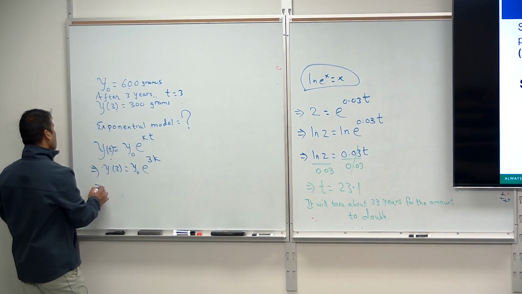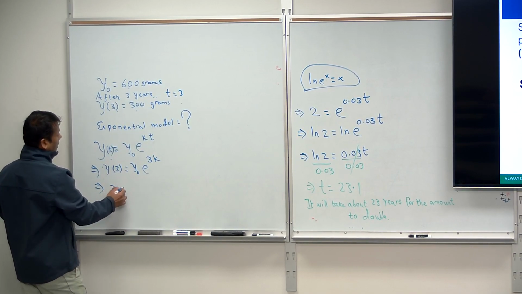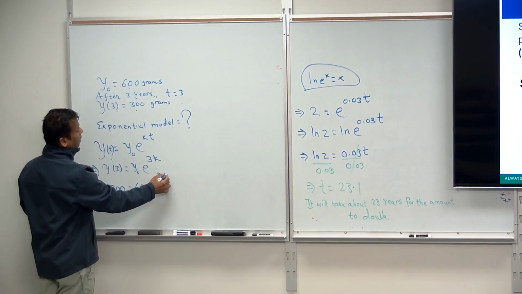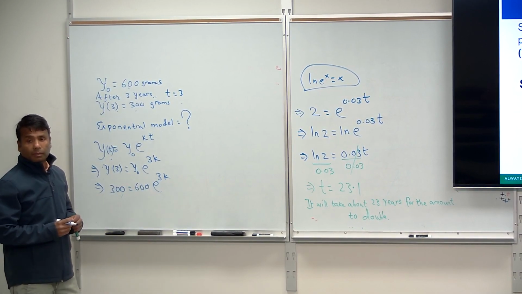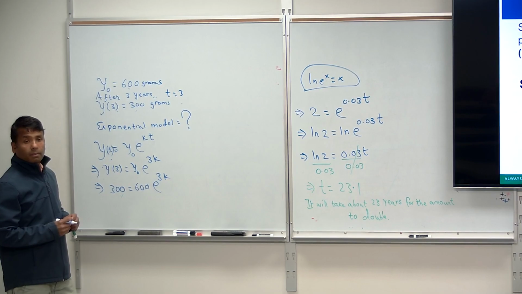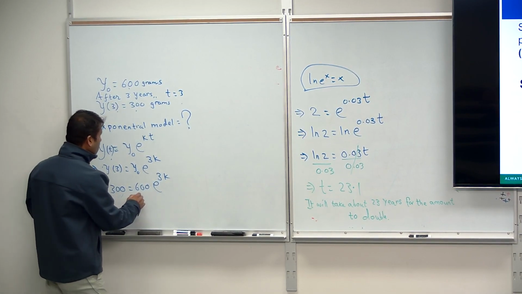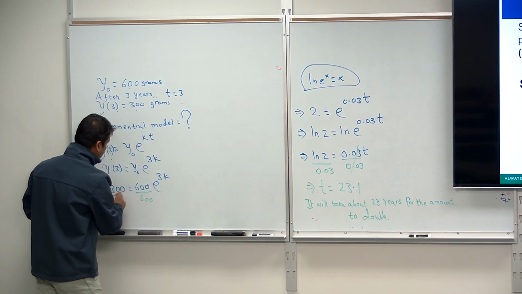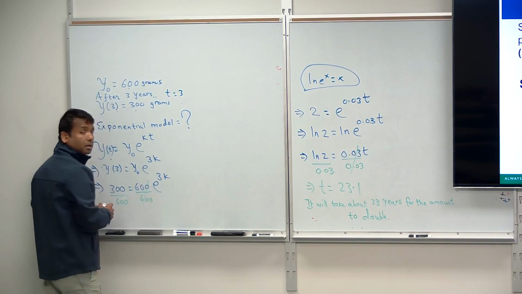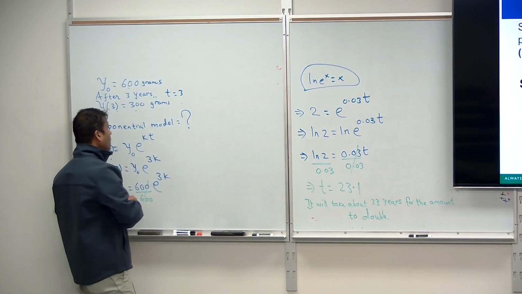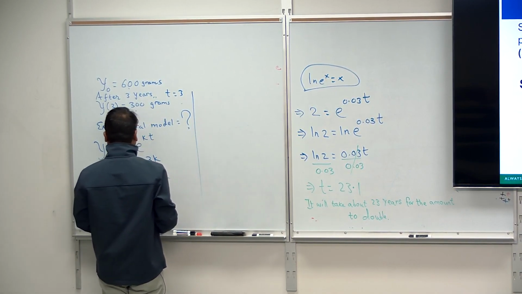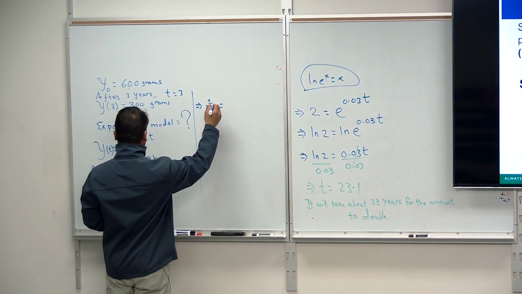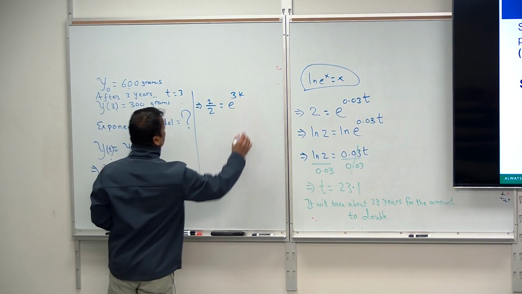Okay? So what is the value of y3? 300. What is the initial amount? 600 e to the power 3k. You divide both sides by 600. You cross them out. So now you will have 300 over 600 is 1/2 equals a to the power 3k.